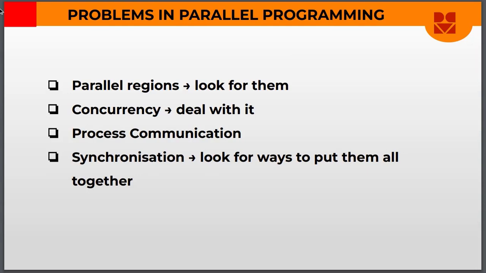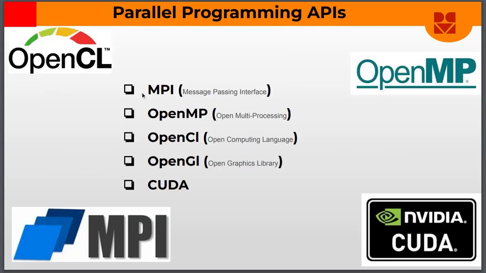So these are problems that we can't forgo, or that come while dealing with parallel programming. So in order to minimize or reduce the intensity of these problems, we can use the parallel programming APIs, right?